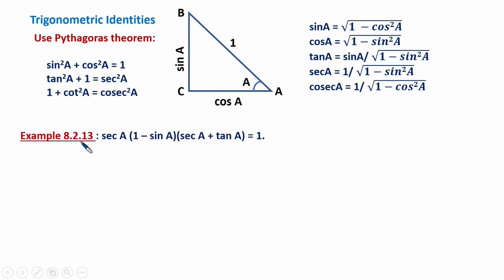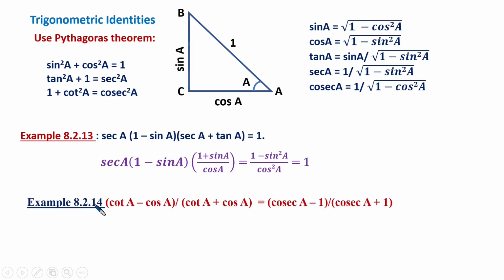Okay, now example 8.2.13. Sec A times 1 minus sin A, times sec A plus tan A, is equal to 1. How do you prove this? It's very simple. Again, sec A I have kept here, 1 minus sin A. And sec A is 1 by cos, tan A is sin by cos. So cos A is common, so I write cos A. And now I have here A minus B times A plus B, that is A square minus B square, 1 square minus sin square A, and 1 minus sin square A is cos square A. Sec A is 1 by cos, so cos A and cos A is cos square A here. So cos square A and cos square A get cancelled, because 1 minus sin square A is cos square A, and that is equal to 1.